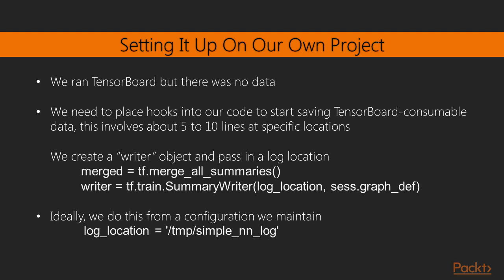Now we'll have to create a writer object that will take the processed summary from the merged object and serially write it to the pointed log location. Just like the other processable nodes, this merged object is also processable. You just put it inside the session run in the format of an array item, and it'll give you a summary output. Then you'll pass that summary into this writer object, and you'll also pass which step you're currently at. We'll look at it in the next slide.